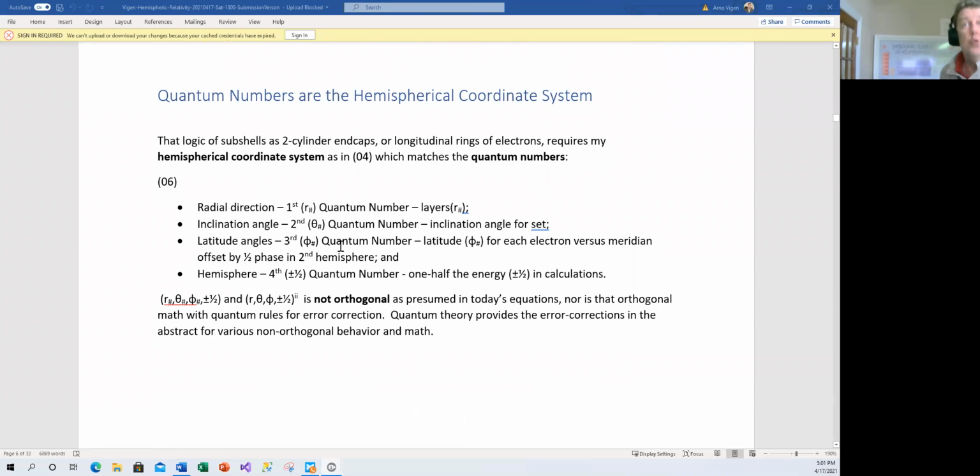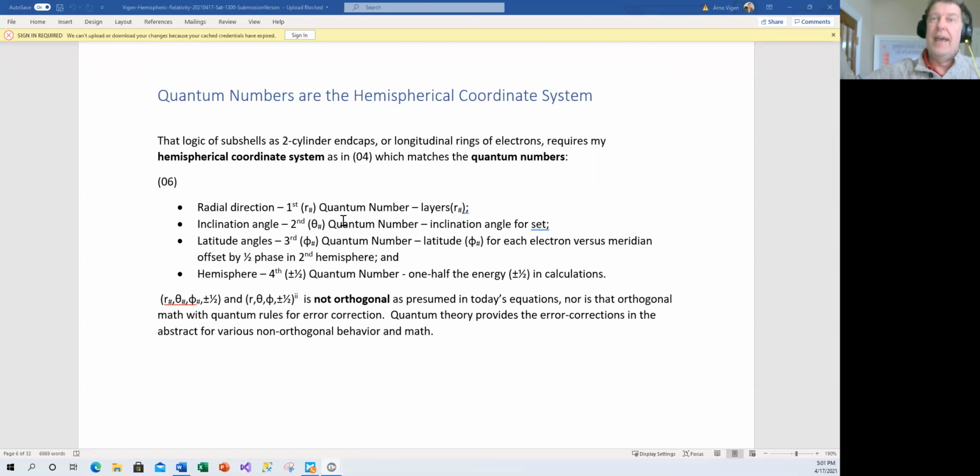Now that leads us to the quantum numbers. The quantum numbers are just the hemispherical coordinate system. The first quantum number is the layer. It's the radius, and I apply the pound sign just so that we know this is not a mechanical, this is the count of numbers. Then there's the inclination, and I use the word inclination versus longitude because it's from the poles. That's the angle from the poles.